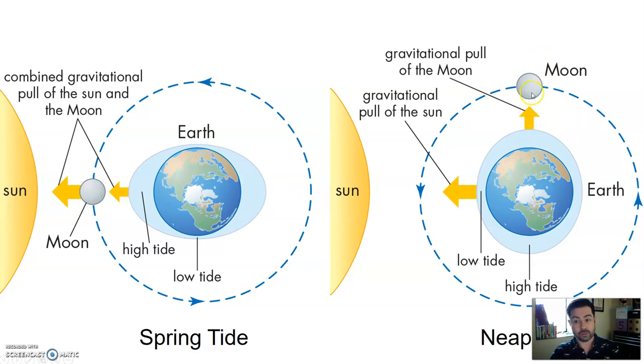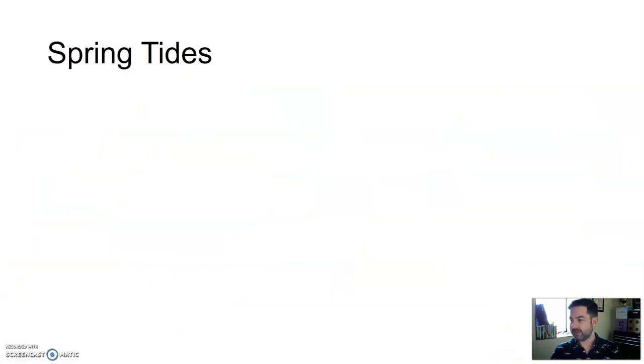The moon, although smaller, does have a bigger gravitational pull, so you're going to have a high tide and also low tides, but it's a lower high tide and a higher low tide. When that occurs, it's called a neap tide. We'll explain all that in just a minute.